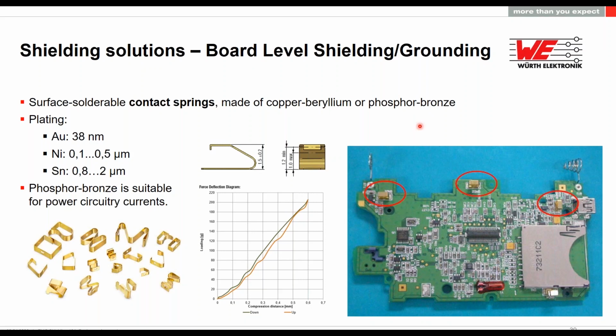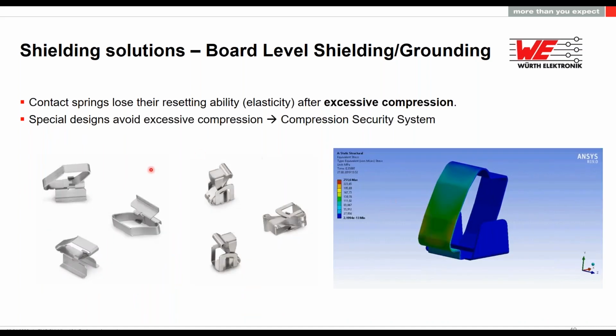Another kind of shielding is the contact springs. These contact springs are very low impedance connections and are used to connect different PCBs, for example, to share the ground plane or to share power planes, also to connect the PCB ground to the housing ground, and so on. There is a special kind that has mechanical protection against overcompression. So mechanically, they cannot be overcompressed, so they have better behavior with time in mechanical terms.